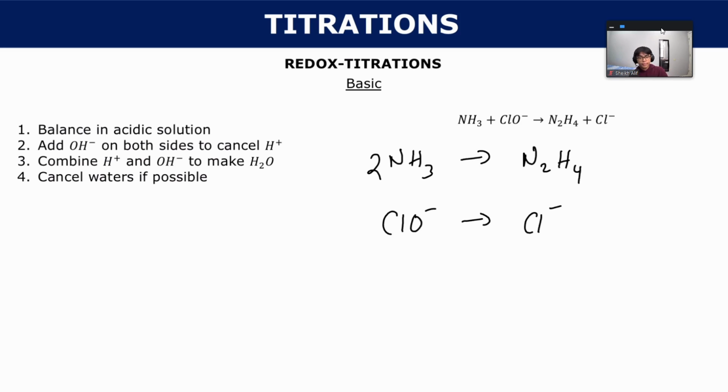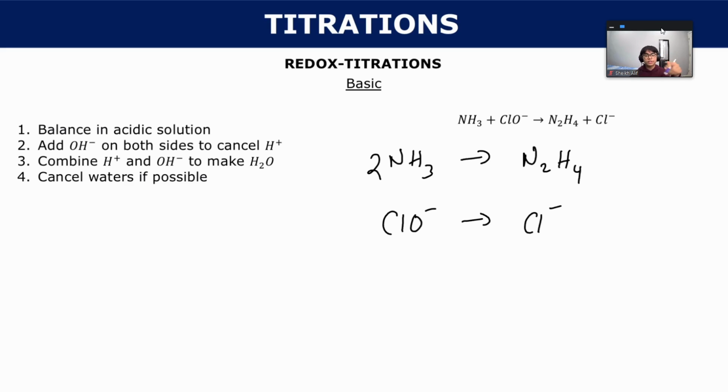So let's add a 2 here to balance out the nitrogens on both sides. And then the chlorines here are already balanced, so we're good on that. Next step, adding waters to balance out the oxygens. On the top, the oxygens are already balanced because there are none. But on the bottom, you see that there's 1 oxygen on the left side, but none on the right side. So let's add a water here, and now the oxygens are balanced.